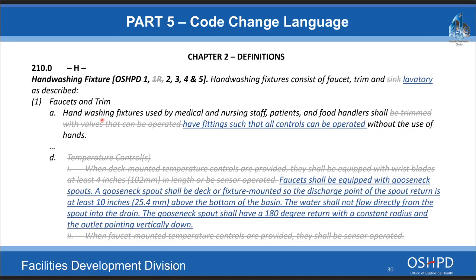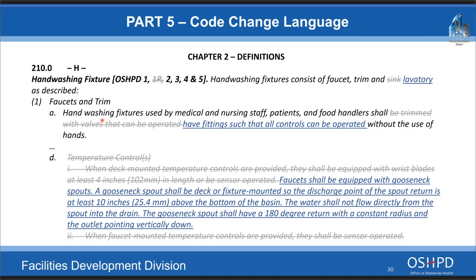and we've got a lot of them tuned in, please look at the 11B requirements on knee and foot room in 11B of the building code. Because with a sink, you have a minimum requirement away from the wall. With a laboratory, you have a maximum requirement away from the wall. So get familiar with those. The infection control aspects are in the next line, where we say have fittings such that all controls can be operated without the use of hands. This is something we're always looking for.